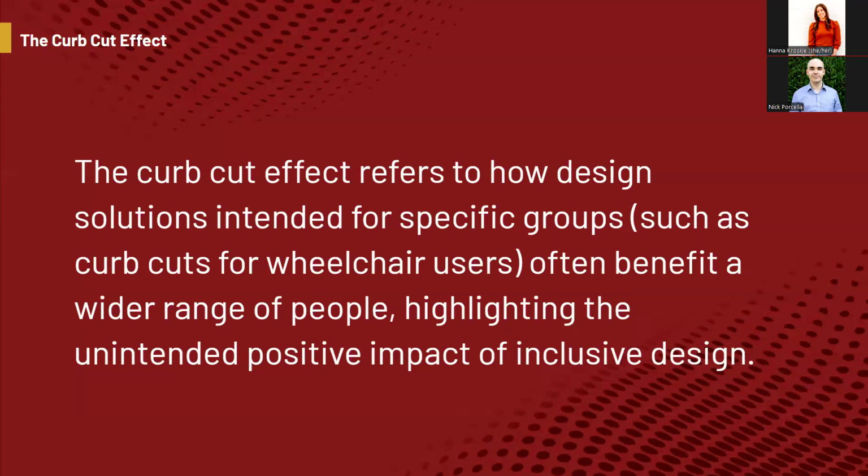And so, where we're going to head today is really through a civil engineering lens to talk about Slate and accessibility work. It's all important work. But let's define a term to get started. The curb cut effect, where we're really diving in today, refers to how design solutions intended for a specific group often benefit a wider range of people, highlighting the unintended positive impact of inclusive design.